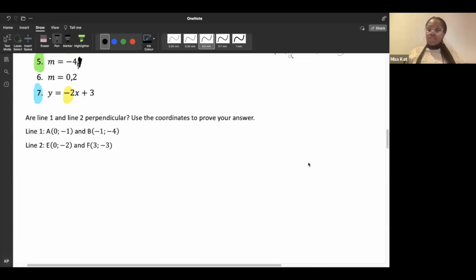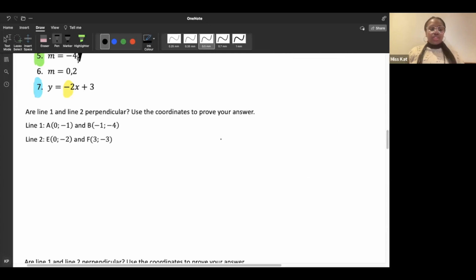Now let's find the gradients. Who's going to find the gradients of line 1 and line 2 for me? We have coordinates for line 1 and line 2. Let's find the gradients. Who's going to do this one with me?